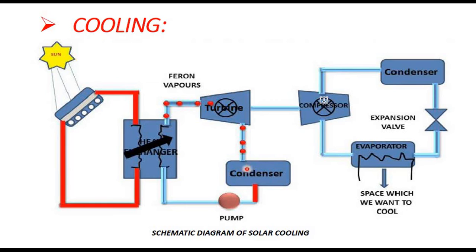So this compressor will compress the refrigerant gas and give it to the condenser. Condenser gives this to the expansion valve, and after the expansion valve, the evaporator is there. This evaporator will chill this space which we want to cool. So the evaporator will cool the air in the space which we want to cool. So this is the schematic diagram of the solar cooling.